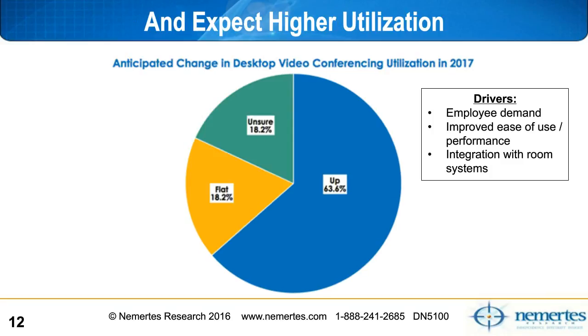We found that, as I mentioned, utilization is going up, with 63% of our benchmark participants telling us that they're seeing growth or demand in desktop video conferencing utilization for 2017. So it was a little bit lower, as we noted on the previous slide, in 2016. But now you're seeing an even smaller chunk of organizations that say flat, or we're not really sure, we don't measure it, which is really that remaining 18%.